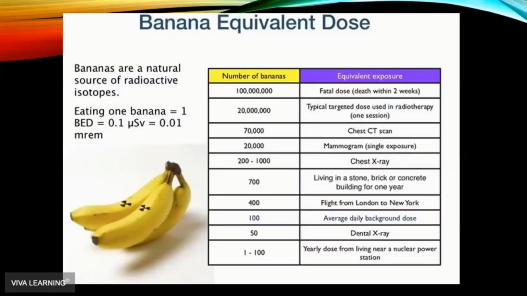And this is a fun slide that I just put in there. Obviously, there's no peer review of this. This is the banana equivalent dose, just to tell you that sometimes the things we eat may have a natural source of radioactive isotopes, like bananas. It's equivalent to 0.1 microsieverts. And so you could actually kill yourself by eating bananas if you could eat 100 million bananas at one time. That's the fatal dose of bananas.